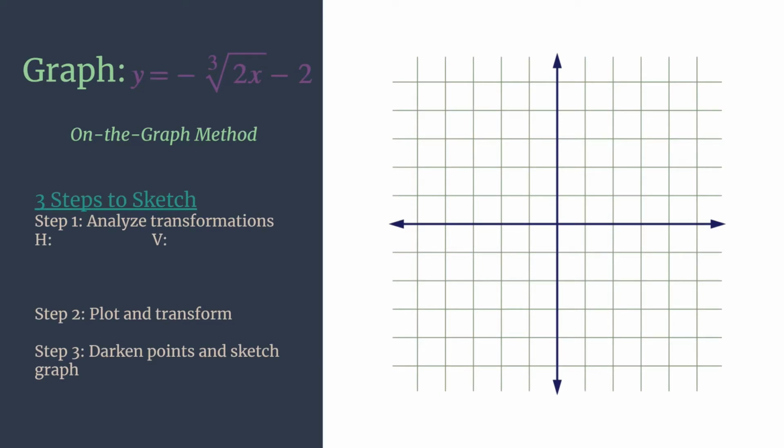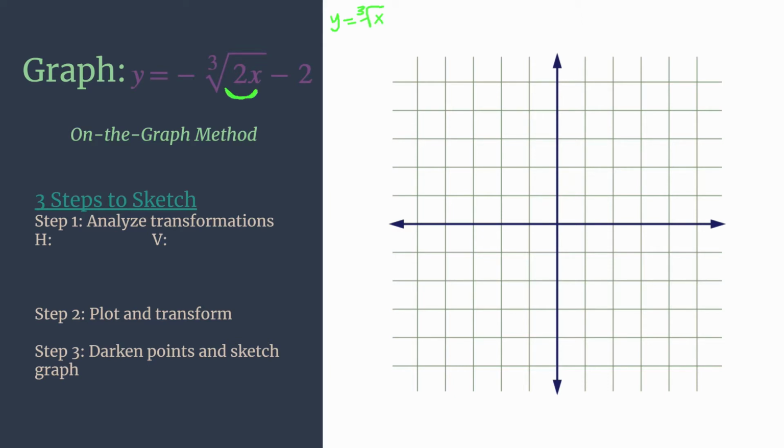And let's first start by reminding ourselves of the parent function that we are transforming. So our parent function is the cube root of x. That's our sideways snake graph. Okay, so once we've established that, let's go ahead and analyze our transformations. This is step 1. First, we'll look at our horizontal transformations. So that's found underneath the radical here, this 2x.